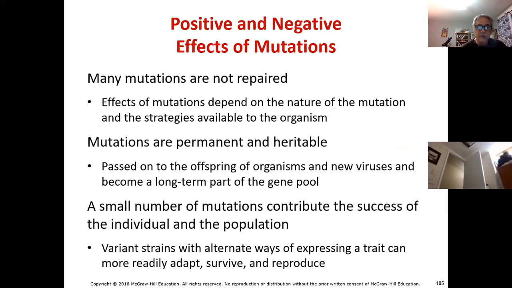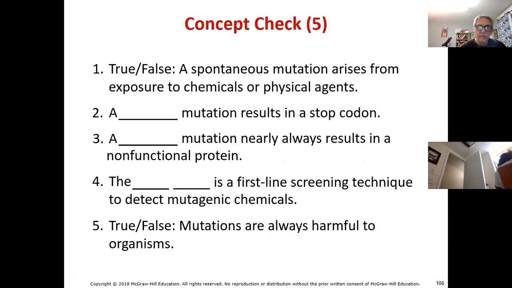For example, new viruses become part of organisms, and new viruses become a long-term part of the gene pool of these organisms. A small number of mutations contribute to success and eventually can lead to the evolution of new species, as long as they adapt, they survive the new mutation, and it's an advantage to them versus the organisms that don't have the mutation and are able to reproduce and pass on the new genes.